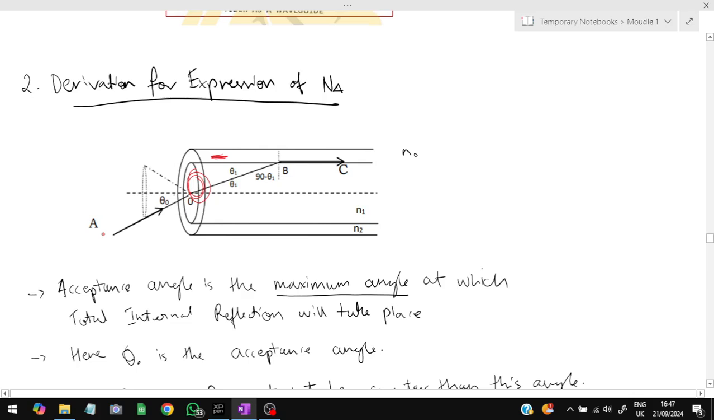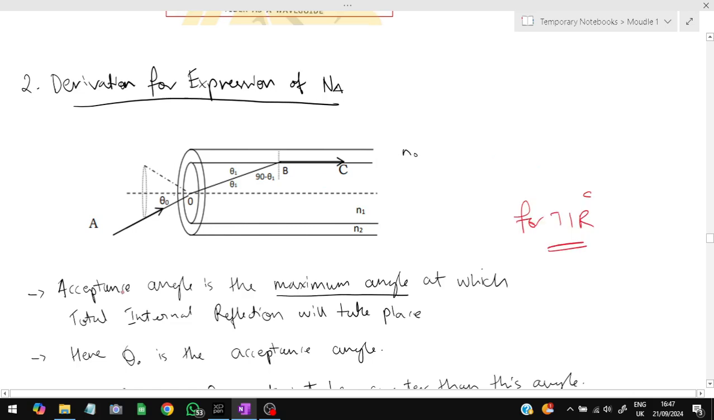Here you have A. Light is coming from here, incident at O at an angle of theta naught. It is passing through here, and this angle is theta 1, and this angle is 90 minus theta 1. It is passing through this point here. The minimum angle it should have is this one, theta naught, that is the critical angle. Lesser than this, then only total internal reflection will happen. So theta naught should be lesser than theta c for total internal reflection to happen. This you have to remember.